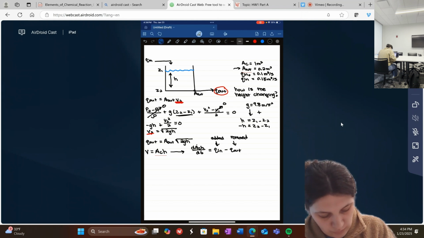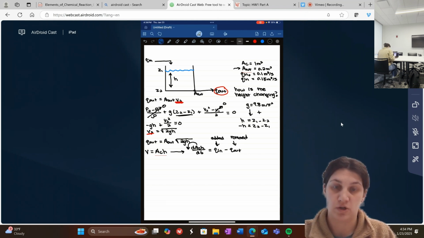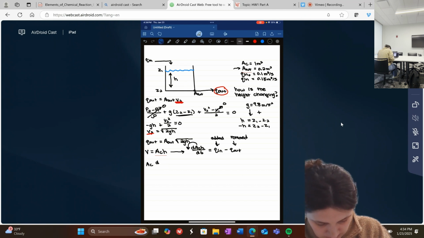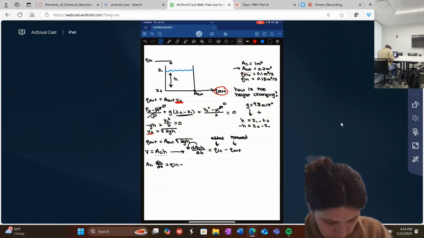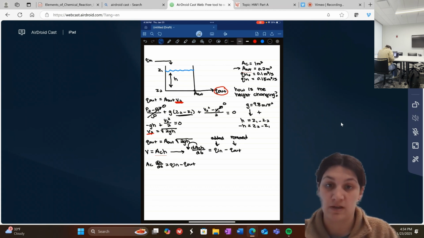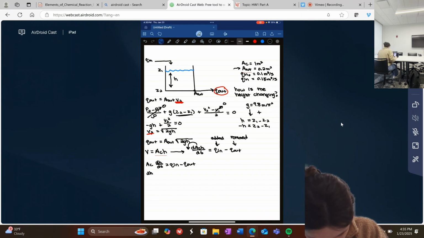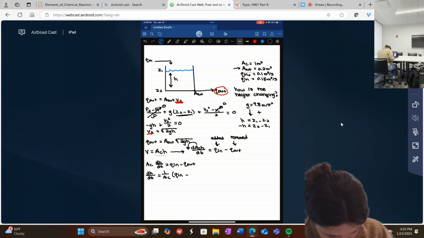At this point, we can pull out this AC since we know the cross-sectional area of the tank is going to be constant. So now we have AC times dH/dt is equal to Q in minus Q out. To isolate dH/dt, we can divide both sides by AC. dH/dt is equal to 1 over AC times Q in minus Q out.